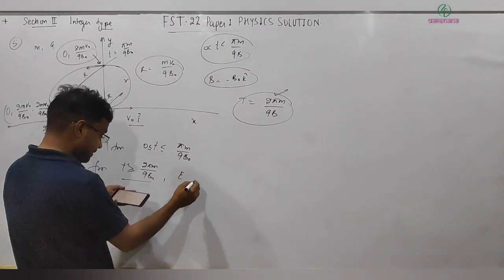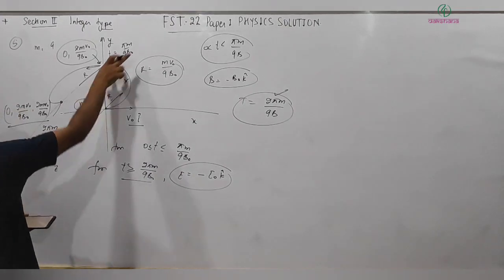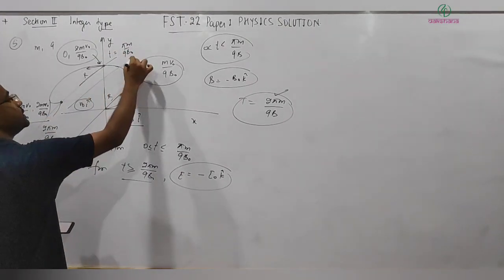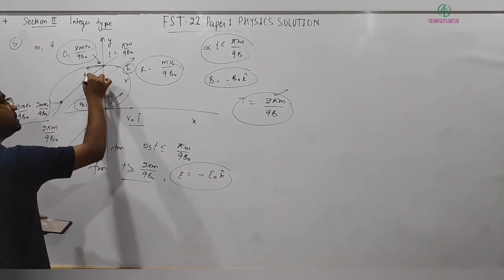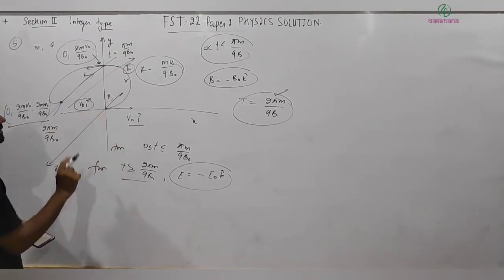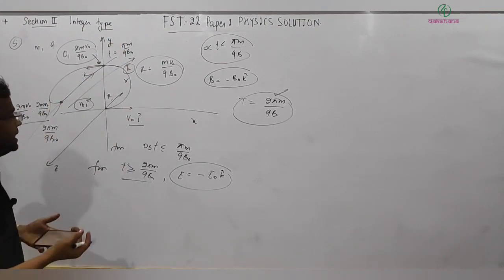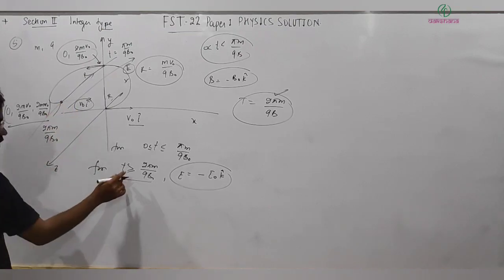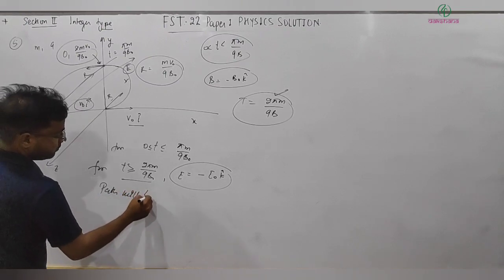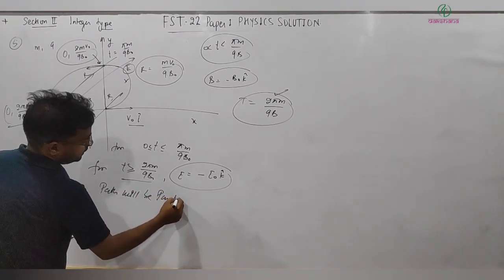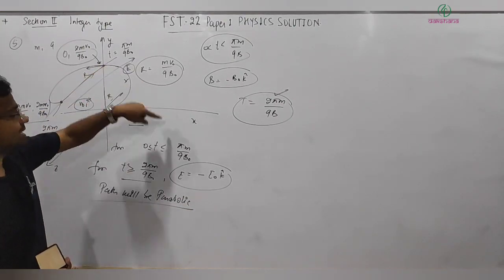Now we have only the electric field, that is equal to minus E naught k cap. So the electric field is directed downward, this is E, right? So the particle will experience a force in this direction, and it has velocity in this direction. So now we have constant velocity but constant force in this direction, so the path after this will be parabolic. Now we need to find at what time it will cross this xy plane again.